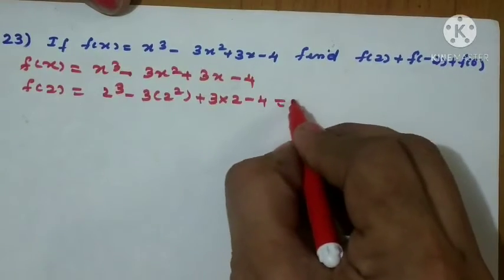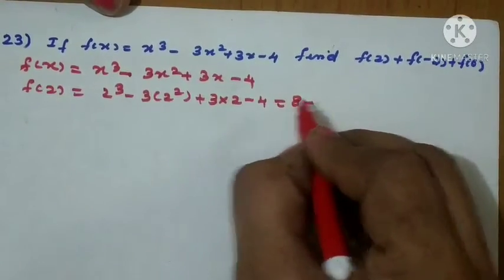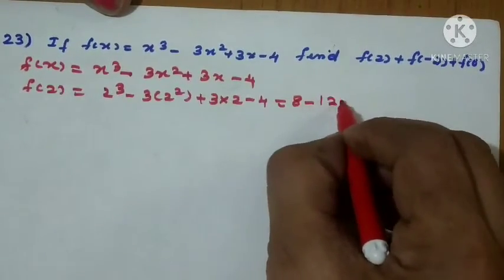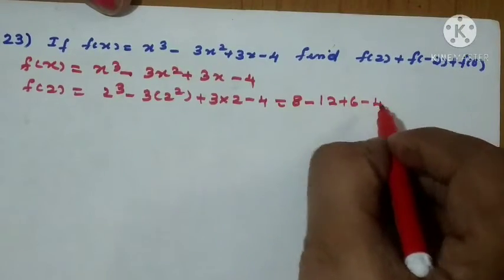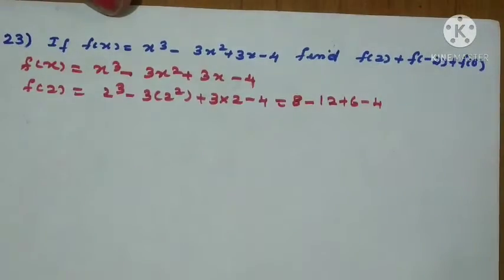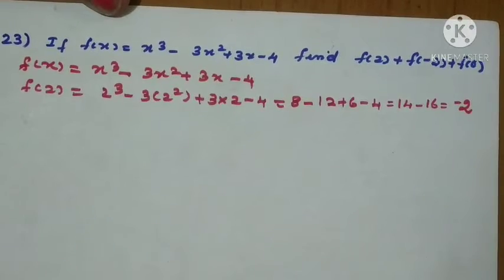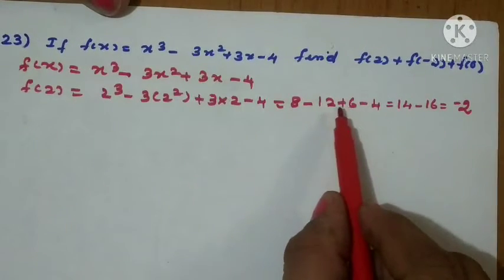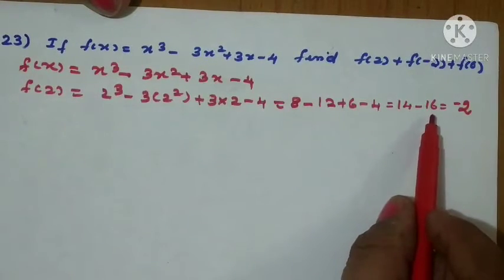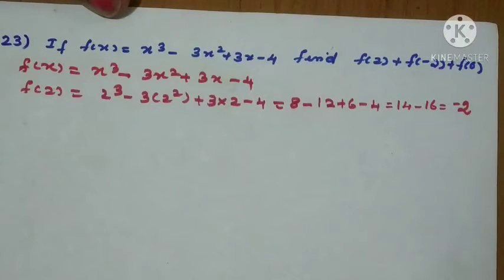It is equal to 8 minus 3 4s are 12 plus 6 minus 4. So 8 plus 6 is 14, minus 12 minus 4 is minus 16. So 14 minus 16 equals minus 2. What is the next step?